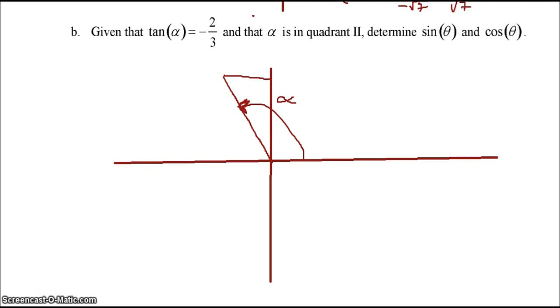Let's see. So you can think about this as the slope, rise over run. Like if we made this one 2 and this one 3, then the slope of this line would be negative 2/3. Then we could find the hypotenuse. 2 squared plus 3 squared equals 4 plus 9, which is 13. And so that equals the hypotenuse squared. So the hypotenuse is square root of 13.